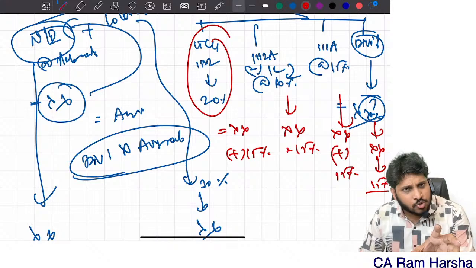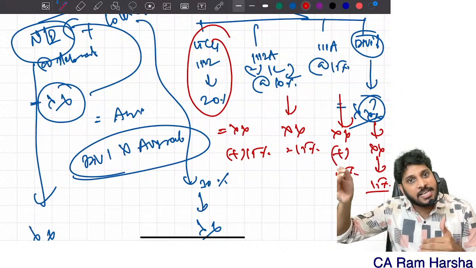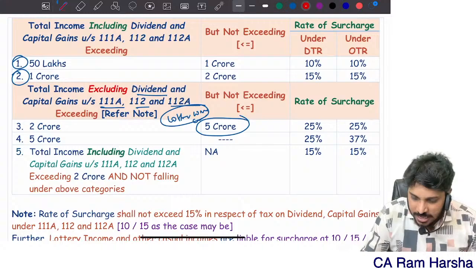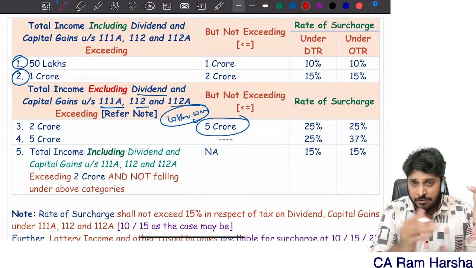On that, surcharge is what rate? 25% only, if total income is more than 2 but not exceeding 5 crore. That's it. I think I have given you clear clarity. Once again, if you do not understand, repeat the video.